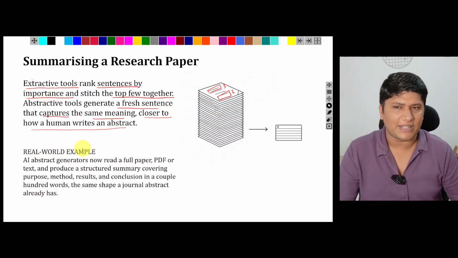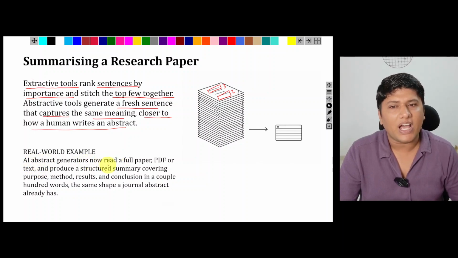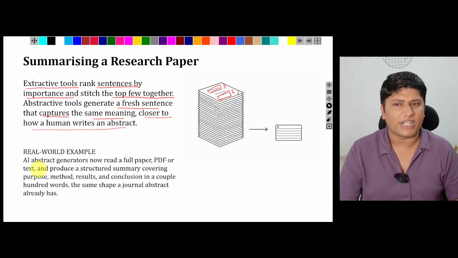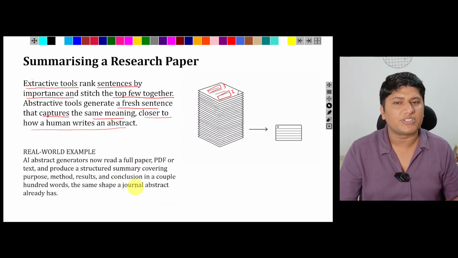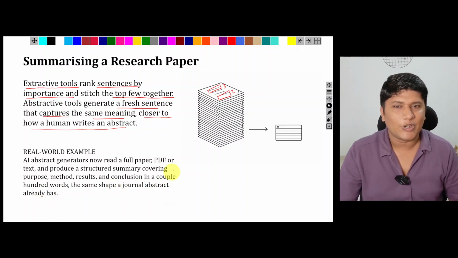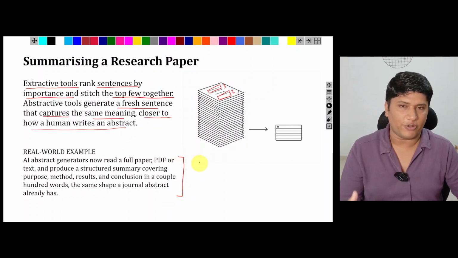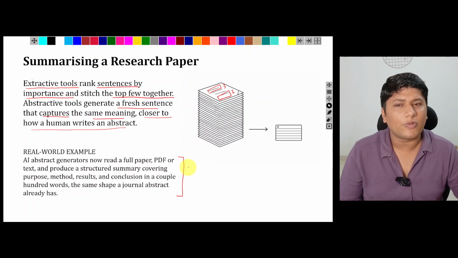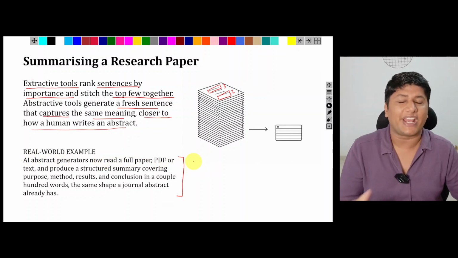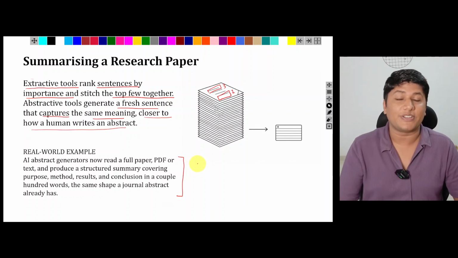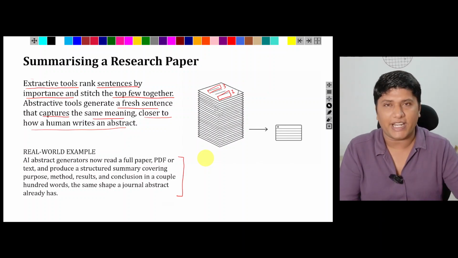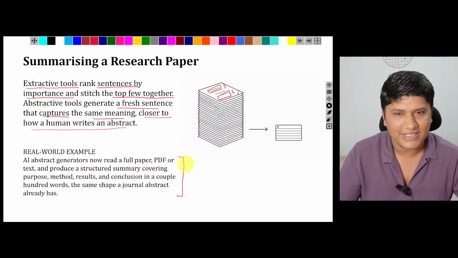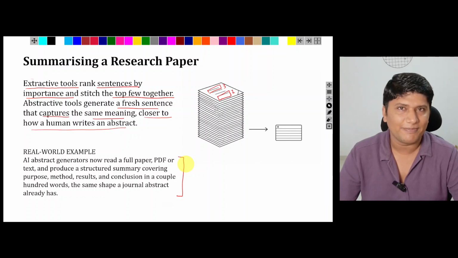Okay, so a real world example is AI abstract generators, which now read a full paper, PDF or text, and produce a structured summary covering purpose, method, results, and conclusion in a couple of 100 words, the same shape a journal abstract already has. Okay, so this is something that we are using AI for. There is something called an AI abstract generator. You actually can use ChatGPT or Claude to generate abstracts using AI, and then you just need to tweak it a little bit. If you have the entire work, you give it and it will write the abstract for you, then you have to just tweak it a little bit. That's something where people are already using AI.